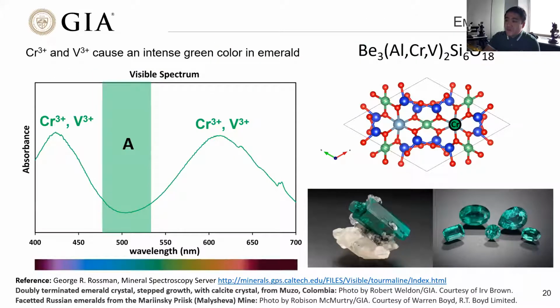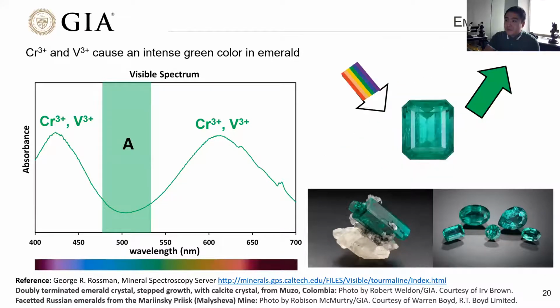Chromium or vanadium or both of them are primarily responsible for coloring emerald green. When a small amount of aluminum atoms in the beryl lattice are replaced by chromium or vanadium atoms, the chromium or vanadium ions strongly absorb most of the orange, yellow, and some green wavelengths of light, creating a transmission window in the green region of the visible spectrum. What we see is emerald.